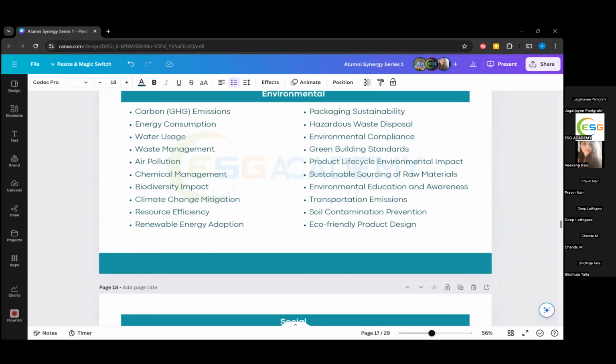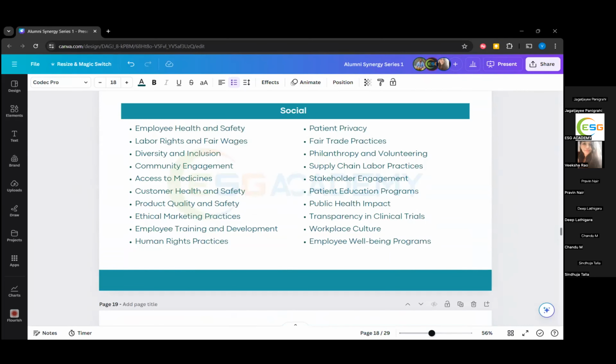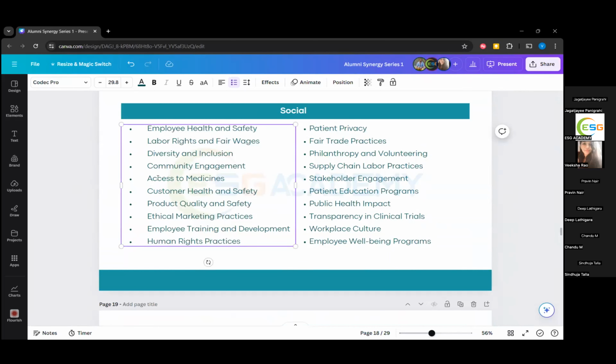Yeah. And now social. As an investor, what I'll be expecting the company to follow: there should be access to medicine, availability of medicines for people. I mean, so more sales. Yeah. Okay, access to medicine.